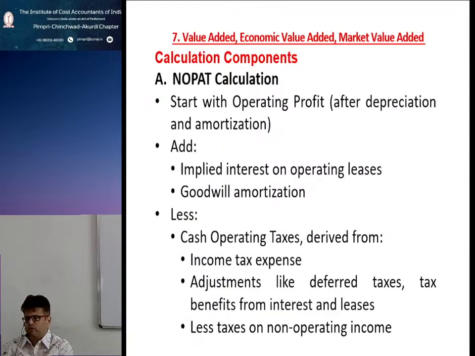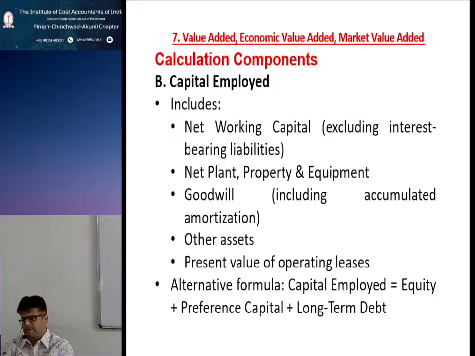Furthermore, let's see how NOPAT is calculated. Start with operating profit after depreciation and amortization. Add implied interest on operating leases and goodwill amortization, and reduce cash operating taxes derived from income tax expense, with adjustments like deferred taxes and tax benefits from interest and leases, less taxes on non-operating income. Then comes the concept of capital employed. These are the calculation components involved in EVA.